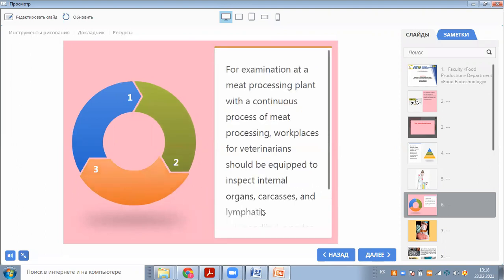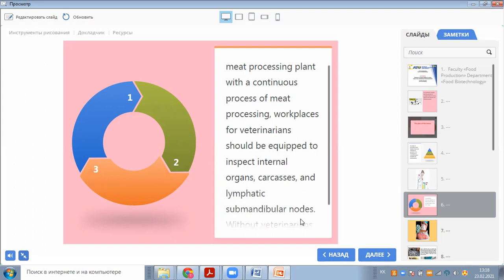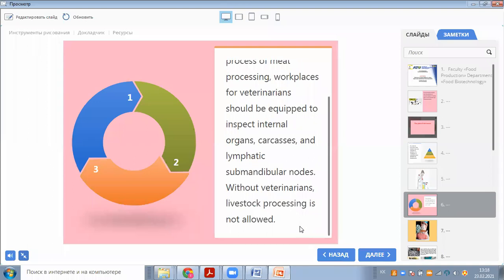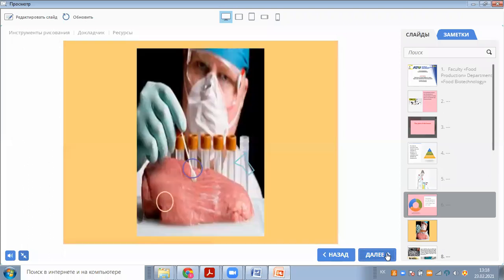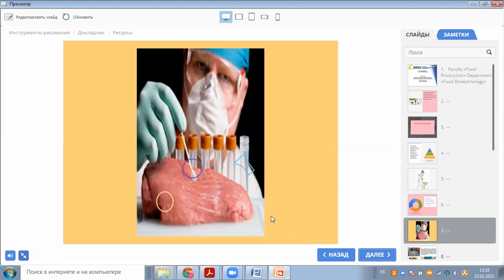authorities. And for examination at a meat processing plant with a conditions process of meat processing, workplaces for veterinarians should be equipped to inspect internal organs, carcasses, and lymphatic submandibular nodes. And without veterinarians, livestock processing is not allowed. Next slide about how to determine the meat or meat products.